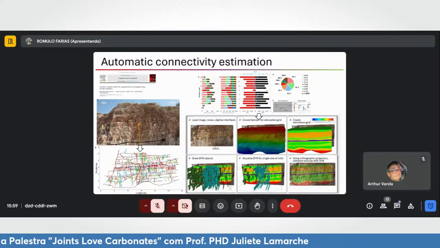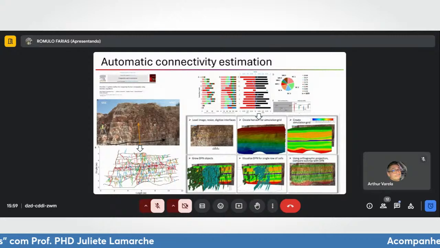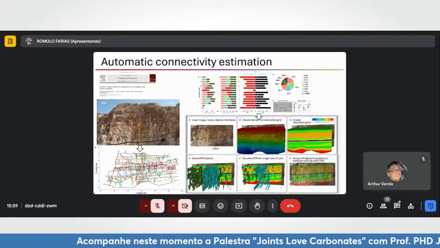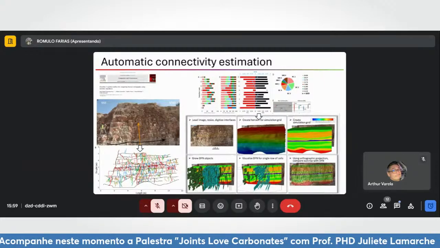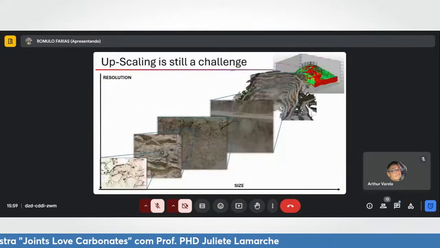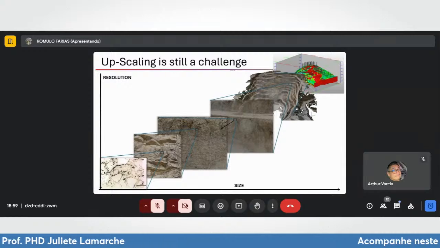So we can create a grid on the stratigraphy of the rocks, and then we input the impedance in the grid. So each bed will have impedance at the top and the bottom, and then we can calculate fractures and permeability in the reservoir models. The idea also at the moment is to upscale. So this is still a challenge.